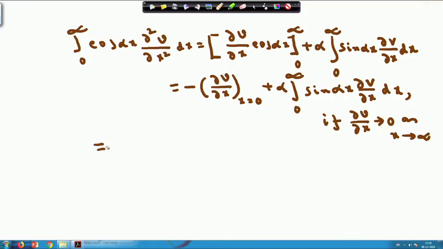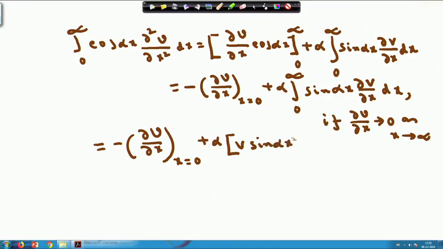So this equals minus del v del x at x equals 0, and again if I use integration by parts, then alpha into v sine of alpha x from 0 to infinity minus alpha square into 0 to infinity v into cos of alpha x into dx.